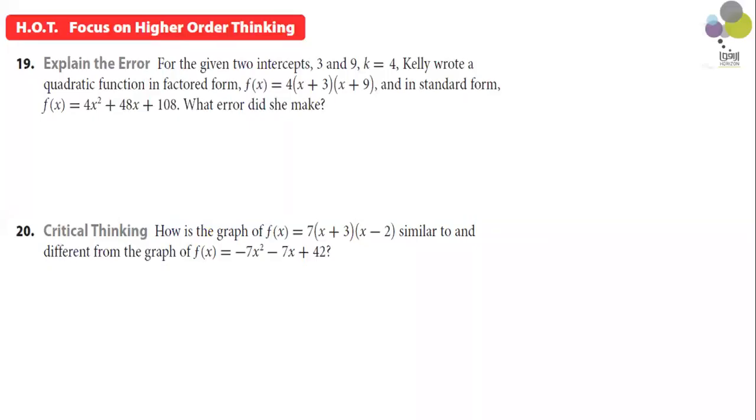Okay, number 19. Explain the error. For the given two intercepts, 3 and 9, so a equals 3 and b equals 9. K equals 4. Kelly wrote a quadratic function with a factor of 4. This is k, okay, good. X plus 3, x plus 9.